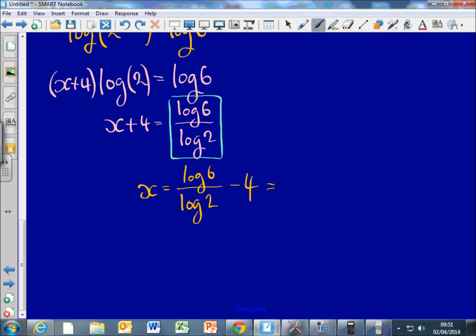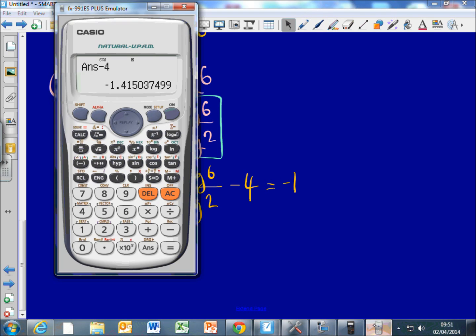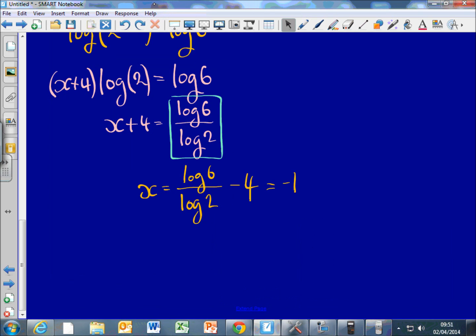So what was it? Let's have a look again. Minus 1.4. The reason it might ask you to leave it in terms of logs is it's just more accurate. You got it?